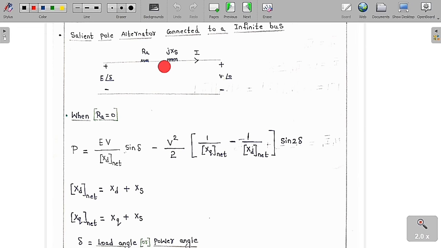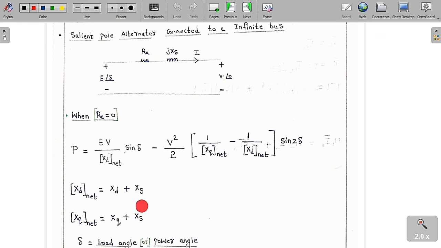Whenever RA is equal to 0, the power delivered to the load in case of a salient pole alternator is P is equal to E into V by XD net into sin delta minus V square by 2 into 1 by XQ net minus 1 by XD net into sin 2 delta. These things I have already told you. Here XD net is equal to XD plus XS and XQ net is equal to XQ plus XS.